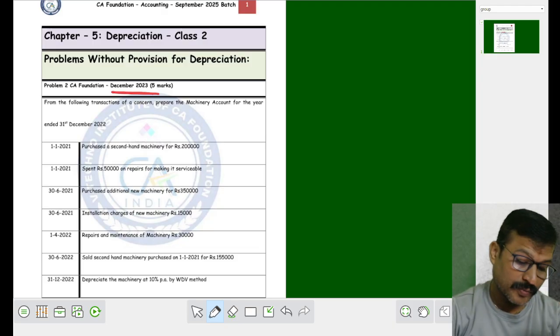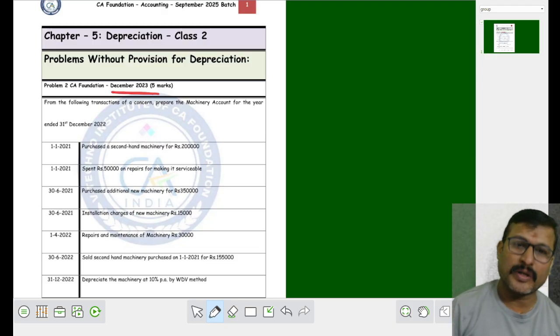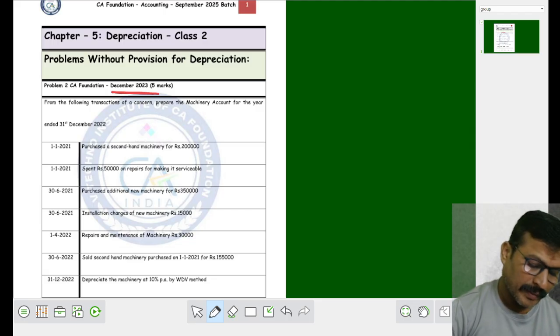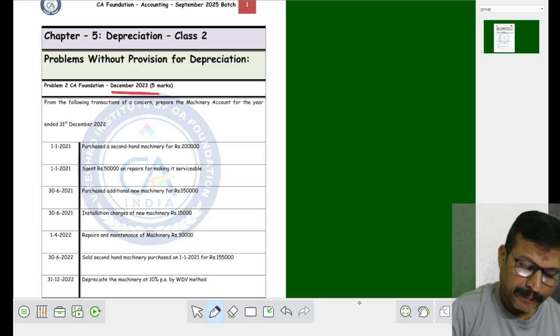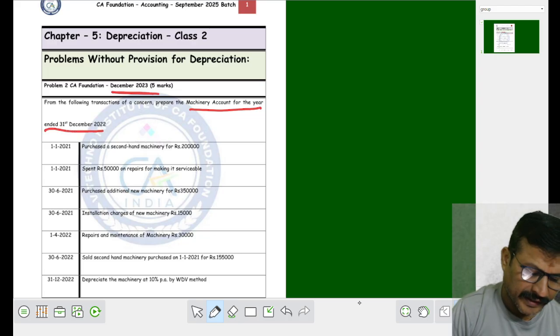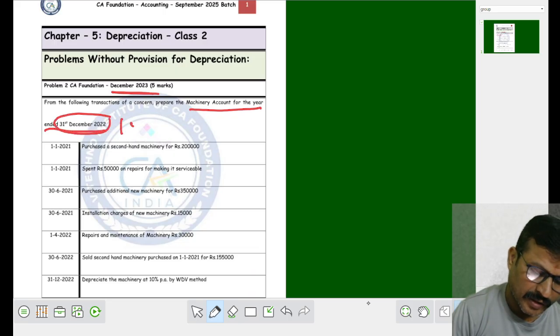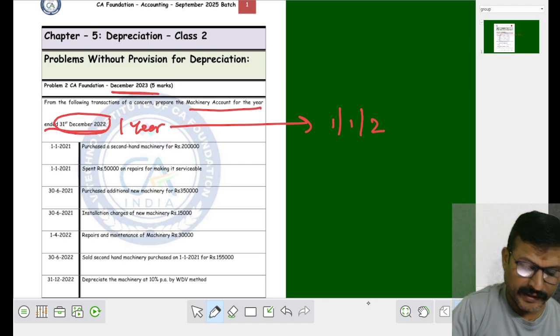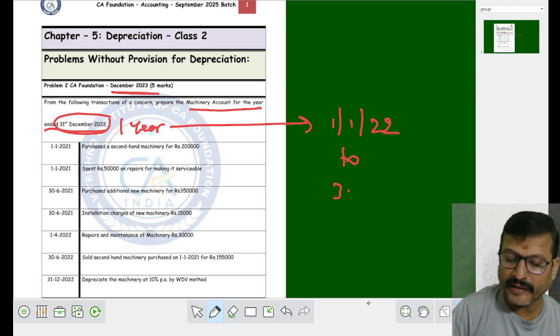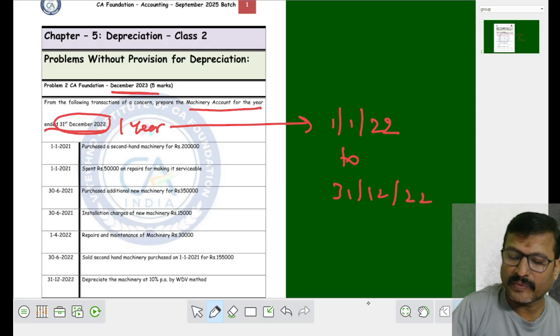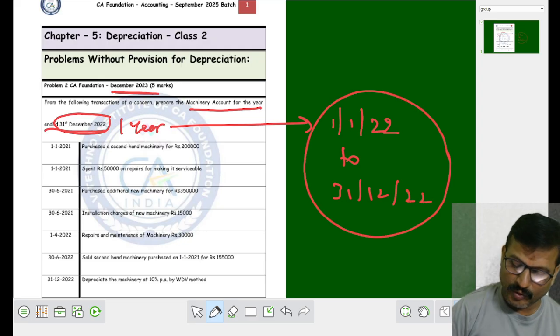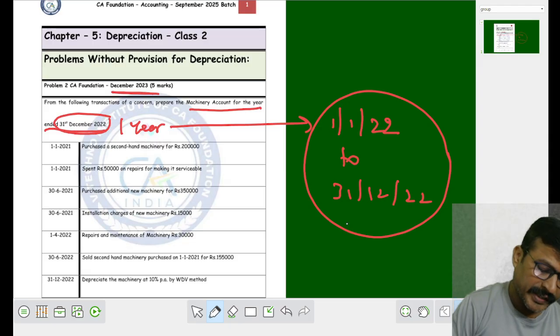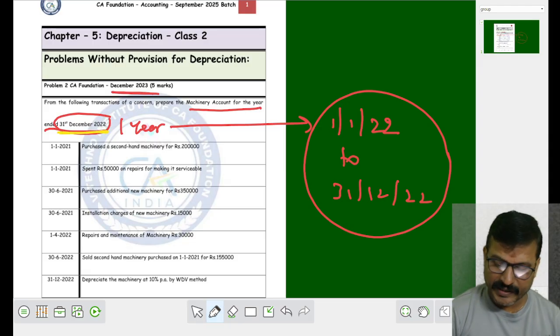Okay. Now let us move on to the solution for this particular concept, my dear student. From the following transactions, prepare machinery account for the year December 2022. So we have to prepare the machinery account only for 1 year, starting from 1st January 22 to 31st December 22. Please remember why I wrote January to December, because he is closing the accounts on 31st December.